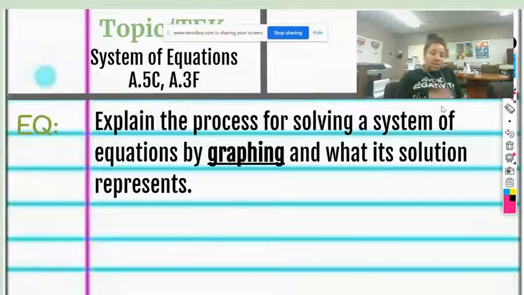Okay. Today's essential question is this. Explain the process of solving a system of equations by graphing and what its solution represents. So that's what we're doing today.